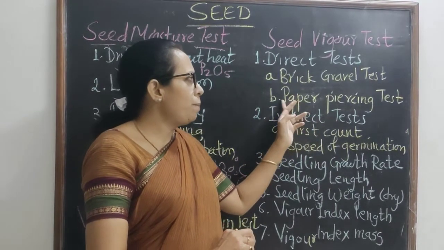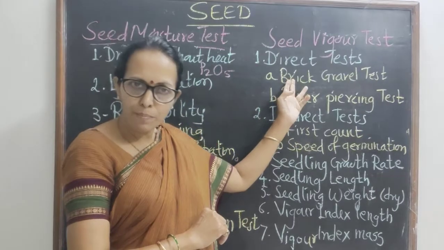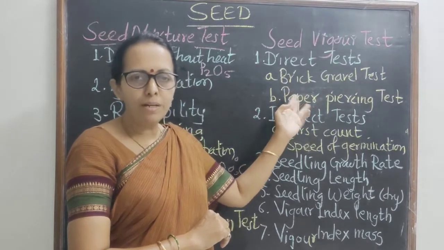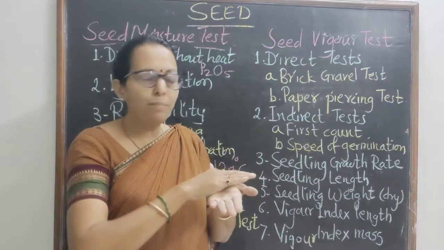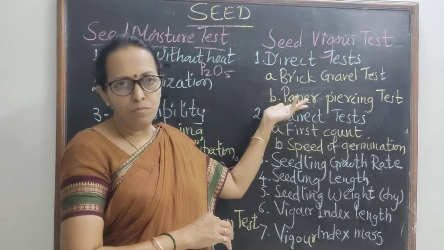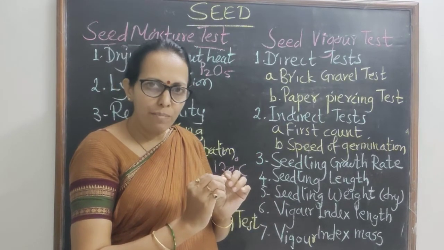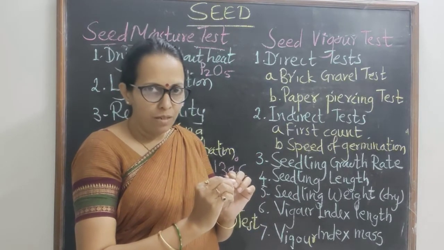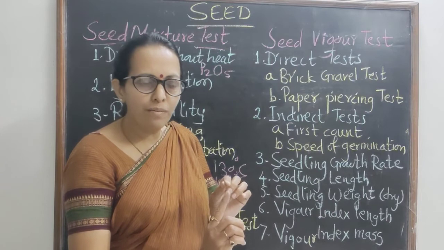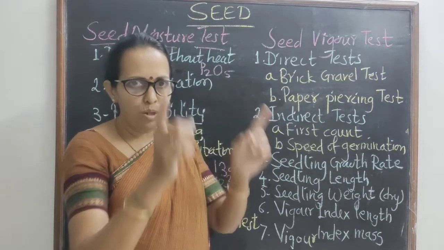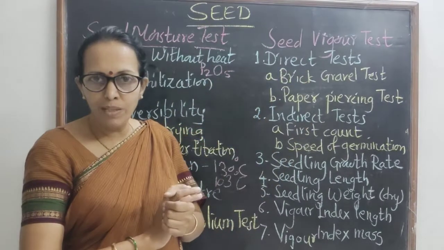Second test, that is the paper piercing test. It is also very similar to the first one, and again it is a simple method where you keep the seeds for germination and cover them with moist papers, that is, moist blotting papers, so that when the seeds germinate, the vigorous seeds, the healthy energetic seeds, will grow fast and pierce through the paper and emerge out through the paper. So it is also a very simple test for vigor of the seeds.